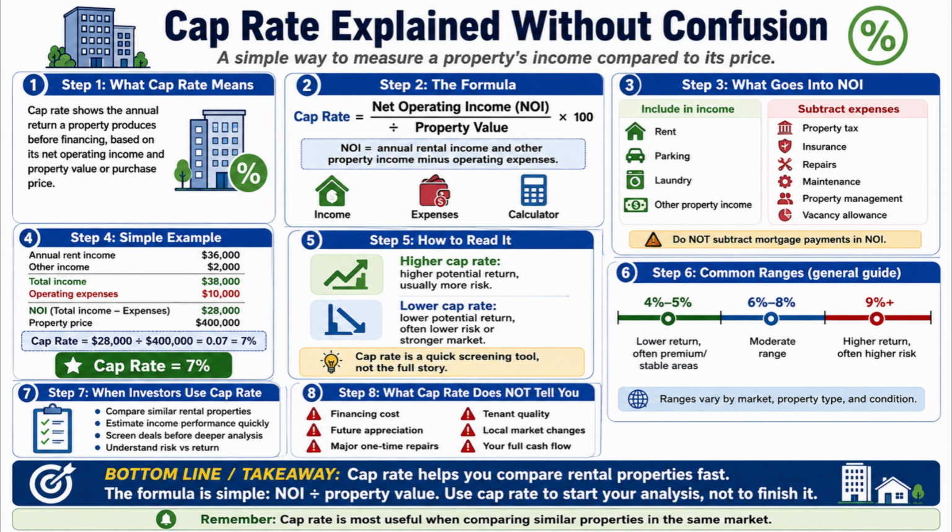Moreover, cap rate ranges can vary depending on the market, property type, and condition. As a general guide, a 4 to 5% cap rate may be common in lower return, premium, or stable areas. A 6 to 8% cap rate may be considered a moderate range in many markets. A 9% or higher cap rate may suggest higher return, but often with higher risk. However, these numbers are only general examples, and real results can change from one location to another.